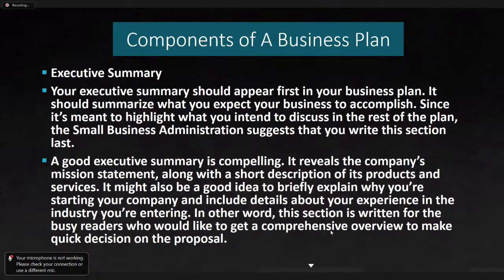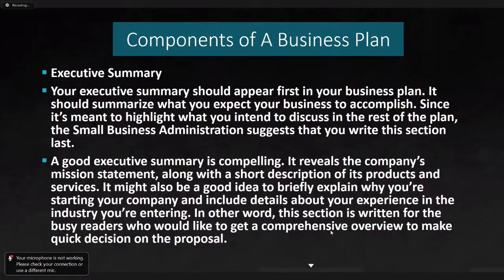It should summarize what you expect your business to accomplish, since it's meant to highlight what you intend to discuss in the rest of the plan. The Small Business Administration suggests that you write this section last. Why? Because you need to pick out all those other sections, and then this becomes the summary of the other sections.